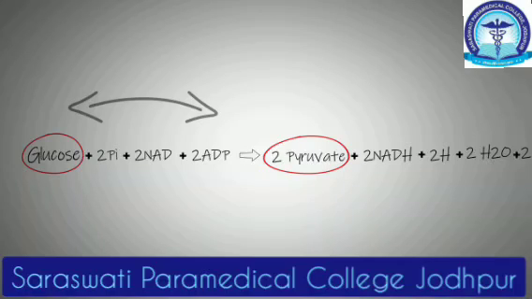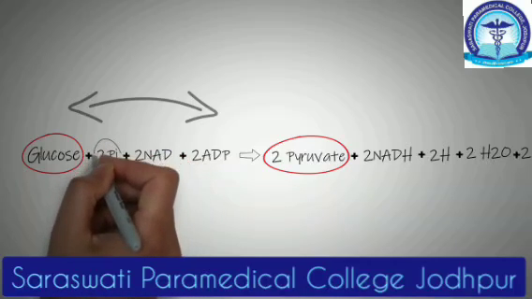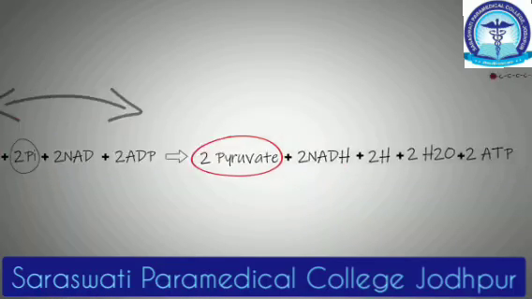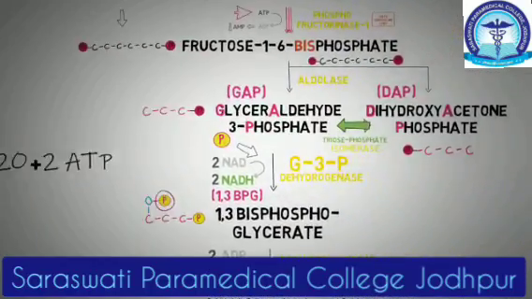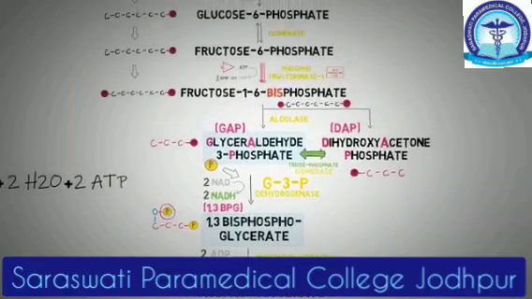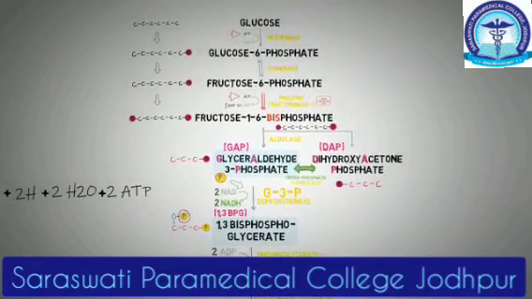We use 2 inorganic phosphate molecules in this pathway. They are used in the step when glyceraldehyde 3-phosphate is converted to 1,3-bisphosphoglycerate. You may be confused that only one phosphate is being used here, but please remember that we are essentially getting 2 molecules of glyceraldehyde 3-phosphate for every 1 molecule of glucose that enters the pathway of glycolysis.